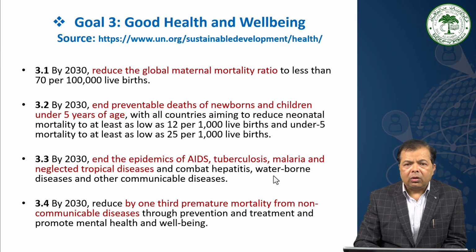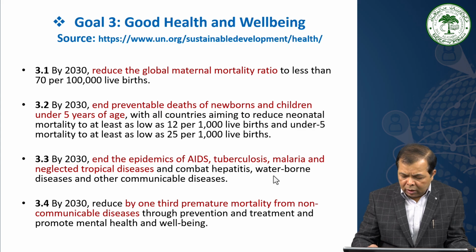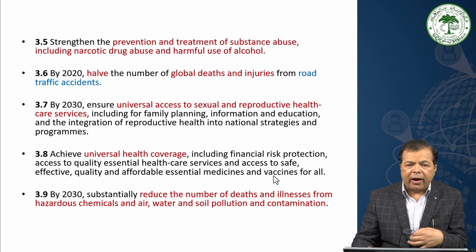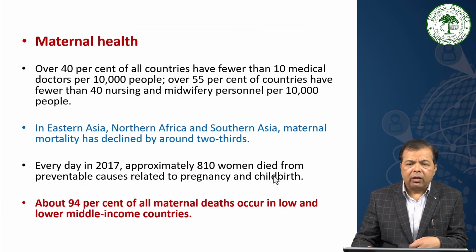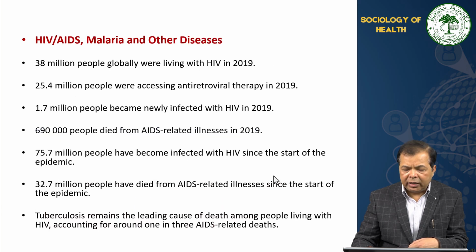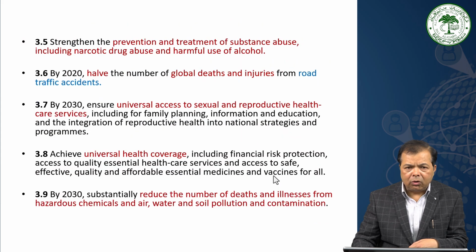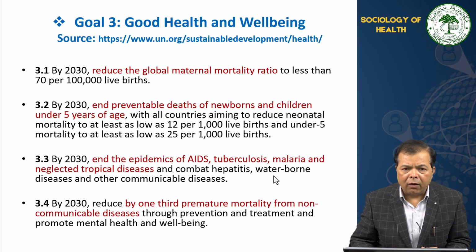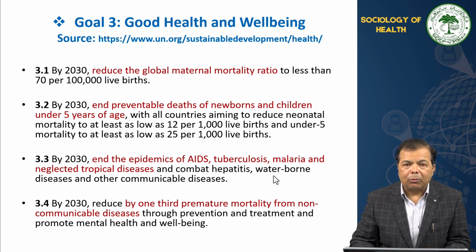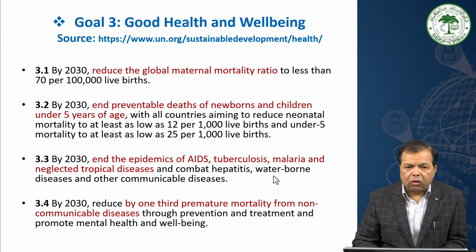Now we need to talk about the health related goals. Goal number 3 is talking about good health and well-being, and there are a good number of goals identified here. You can have a look at these goals, and I have also included certain facts and figures related to these goals, which are primarily related to child health, maternal health, and HIV/AIDS, malaria, and other diseases. We will talk about the goals one by one, but you are already aware of some of those goals because we have talked about some of these in the previous lectures also.